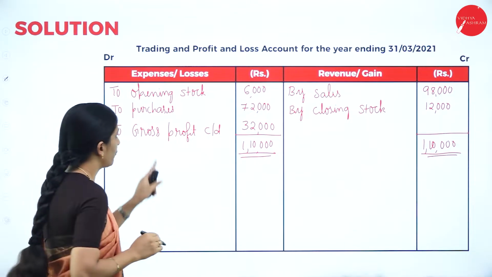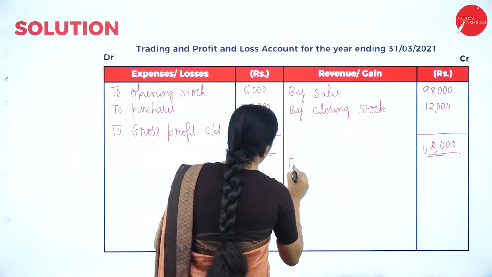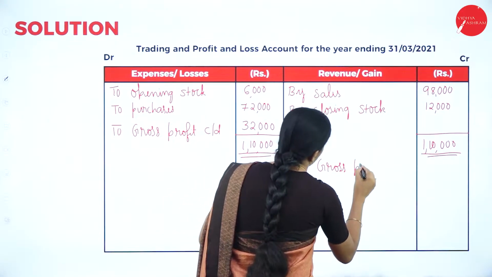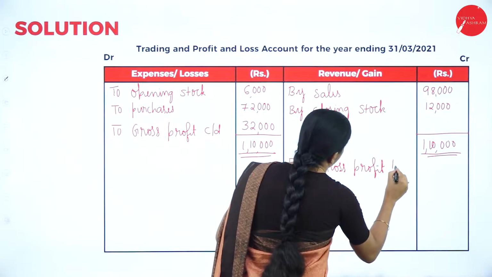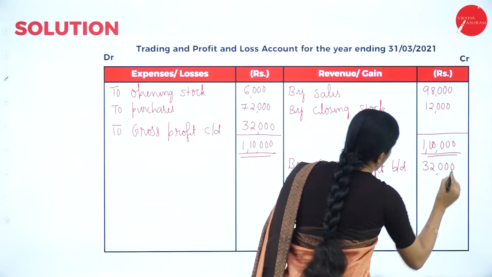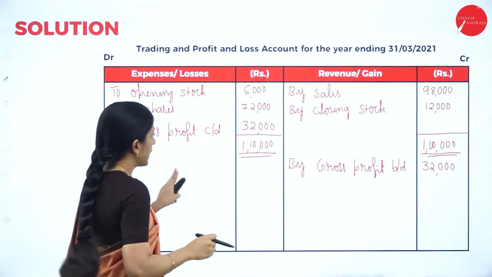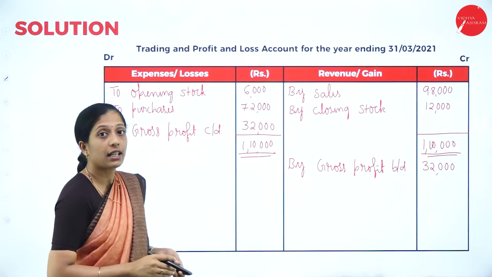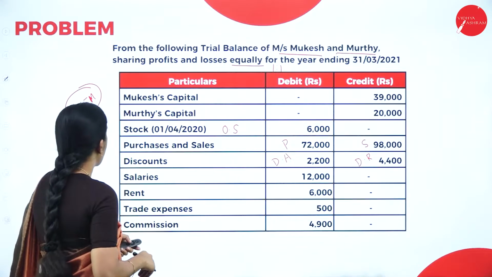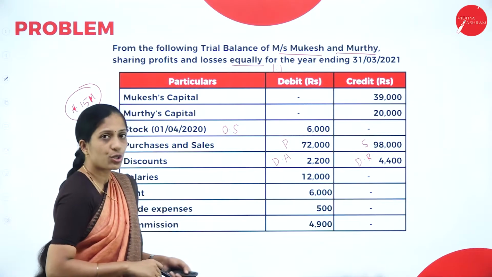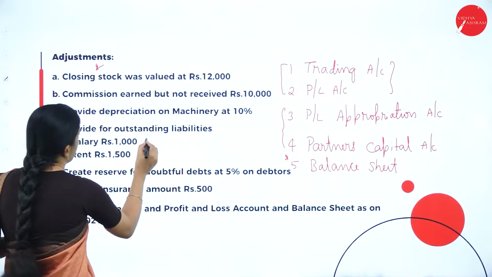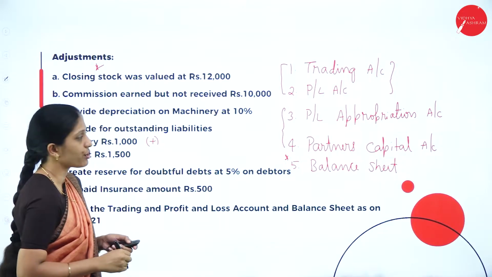So, continuation will be profit and loss account. So, bring down this gross profit to the credit side by gross profit brought down. So, gross profit brought down is 32,000. Now, we will record all the indirect expenses in the debit side and indirect income in the credit side. Now, normally you will start your indirect expenses with salaries. Okay, so let us take salaries 12,000. Now, let us see any adjustment on salary. Yes, we have outstanding salary.